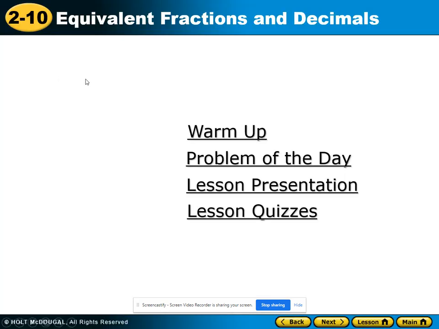All right. Equivalent fractions and decimals. So we're going to learn how to go from fractions to decimals or decimals to fractions. We're going to work on that in today's lesson, and hopefully we get moving here rather quickly.